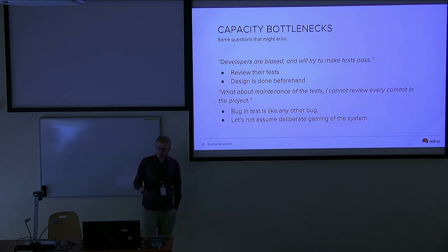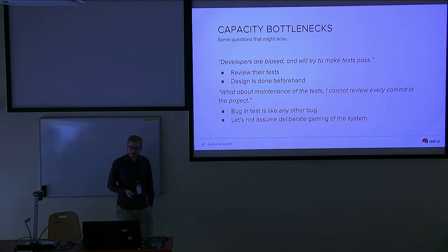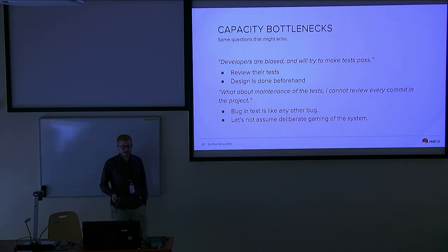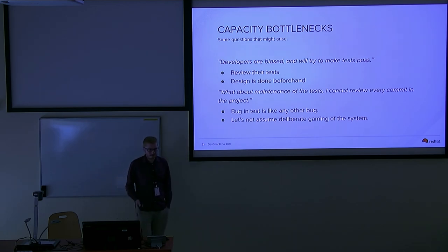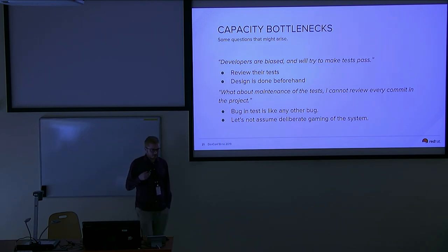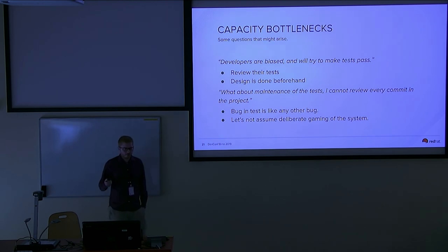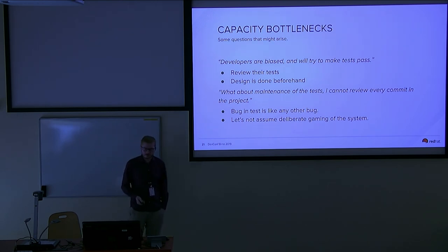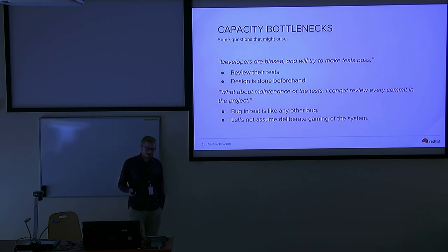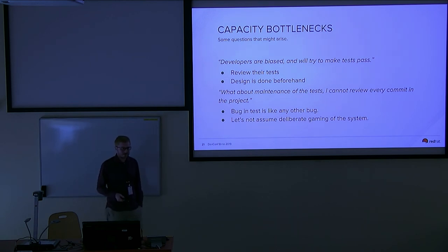And the second objection is, what about maintenance of the tests? I cannot review every commit in the project, but a bug in a test is like any other bug. There is nothing special about it, and as such, the project should have means to handle it. And let's just not assume that someone will deliberately game the system and make a test pass just to get done with the feature.